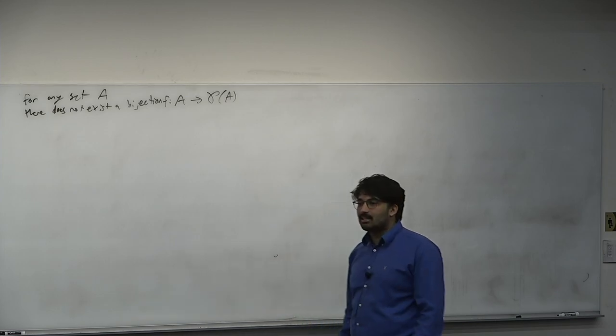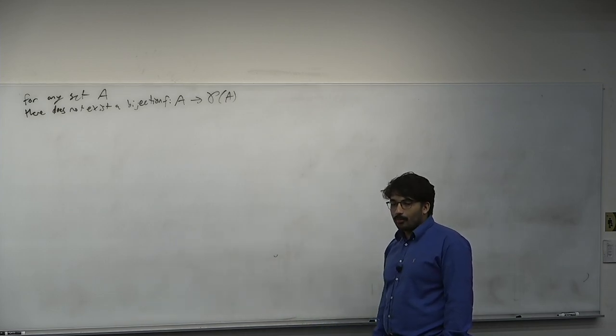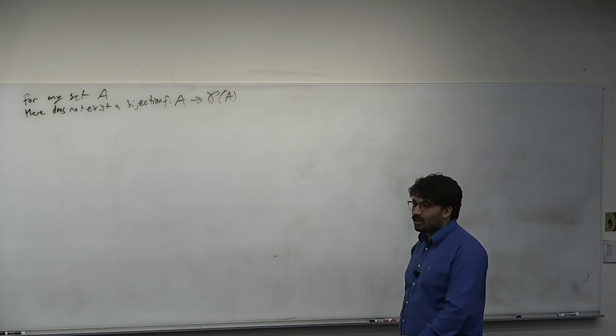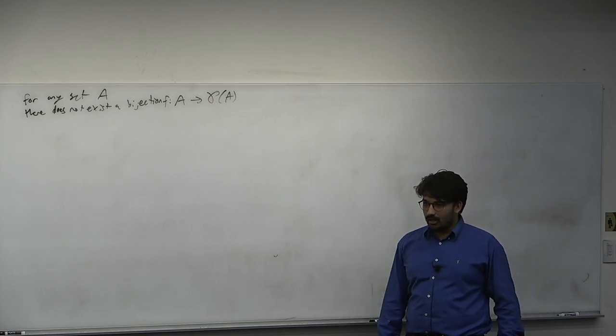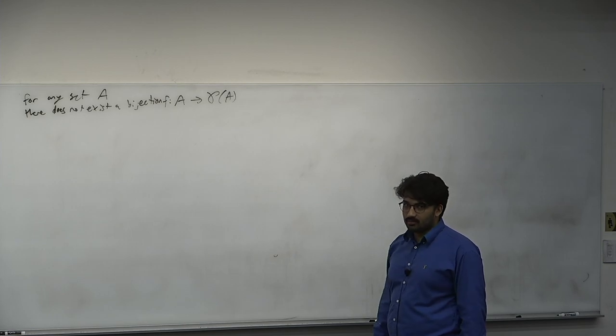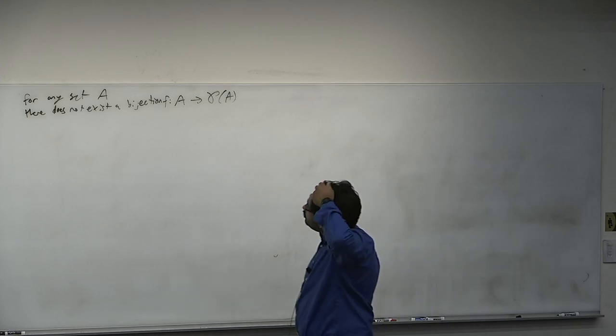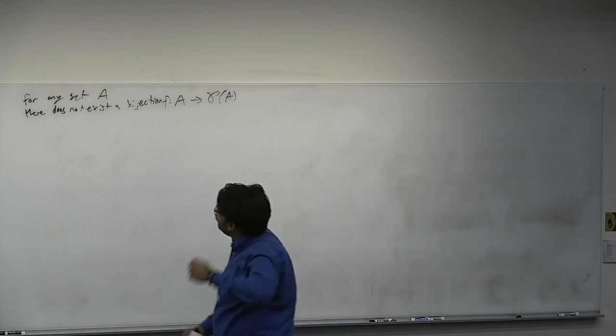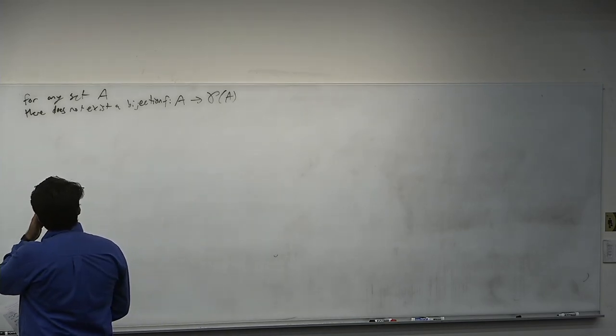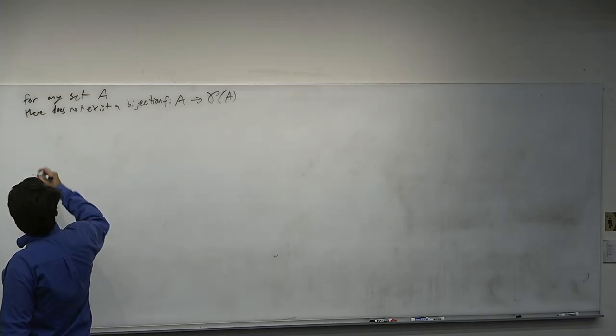Suppose A is the power set of the naturals, so we were proving there is no bijection between the power set of the naturals and the power set of the power set of the naturals, the set of all subsets of the set of all subsets of the naturals, right? And this will have some great expository power. How do we prove this?